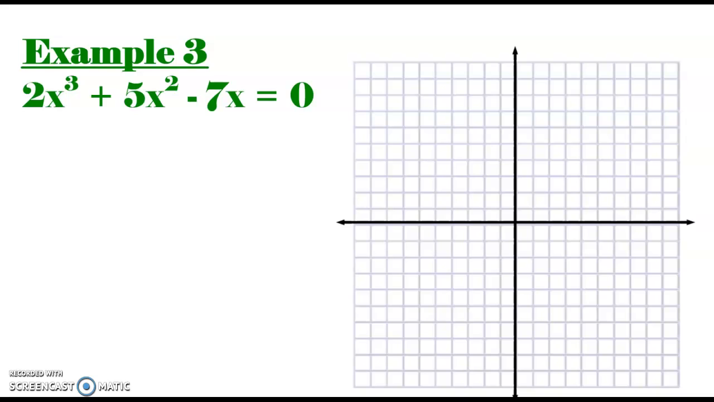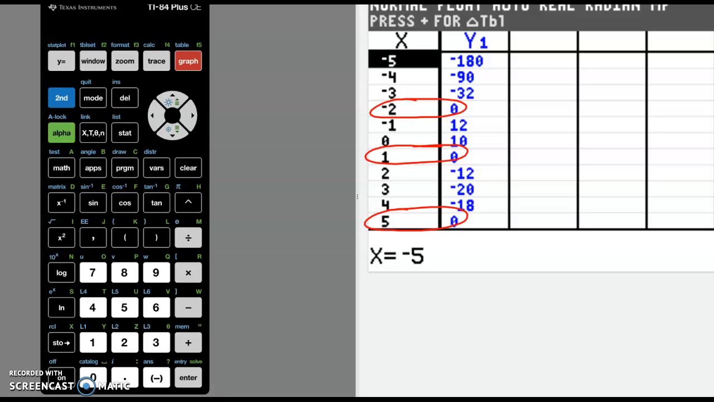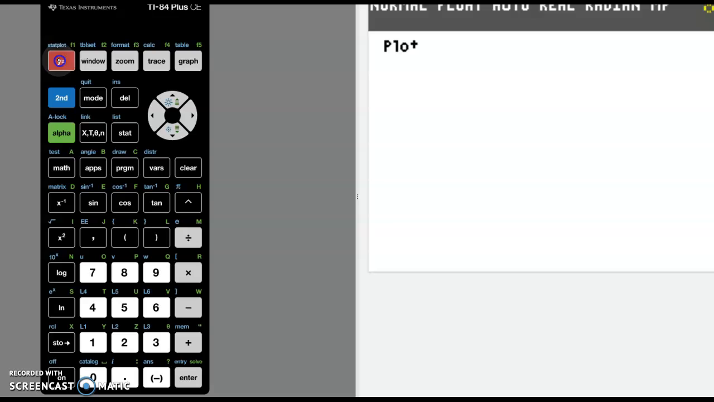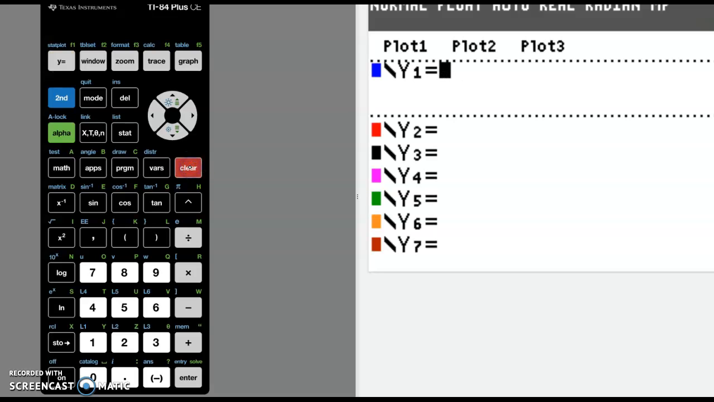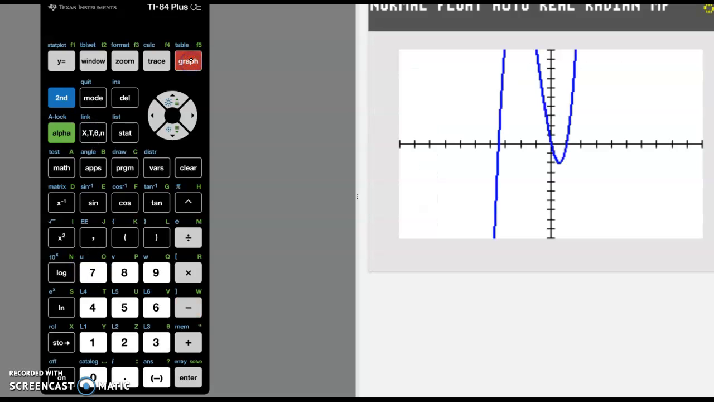One more. It's already equal to 0. Awesome. So I know if y is 0, I can throw it in my graphing calculator, see where it crosses the x-axis, because on the x-axis, y is always 0. So I go to y equals, clear out the old one. The new one says 2x to the power of 3 plus 5x squared minus 7x. I can see it. Good looking cubic.